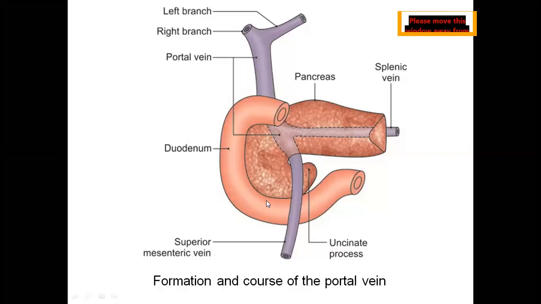Where exactly is this portal vein present and how is it formed? Now let us see. This is the C fold of the duodenum. This is the first part of the duodenum, second part, third and fourth part of the duodenum. Within the C fold of the duodenum, we have the pancreas. The parts of the pancreas are head, neck, body and tail. At the neck of the pancreas, we are seeing the superior mesenteric vein and the splenic vein. Both of them are joining to form the hepatic portal vein.